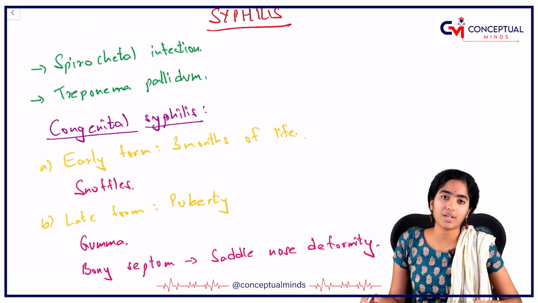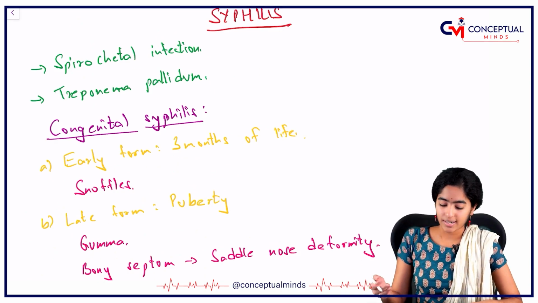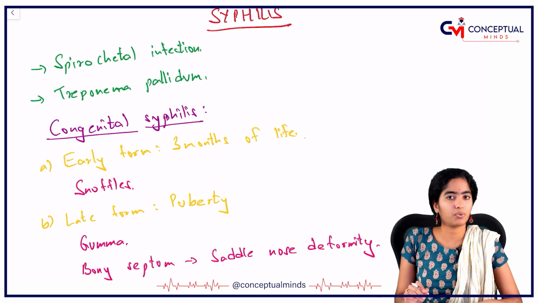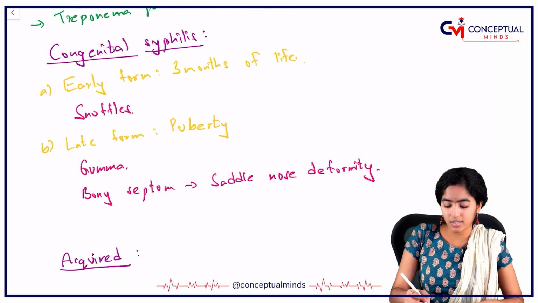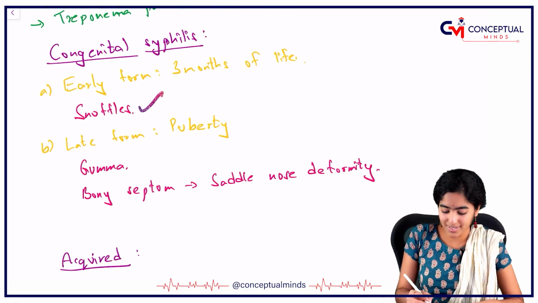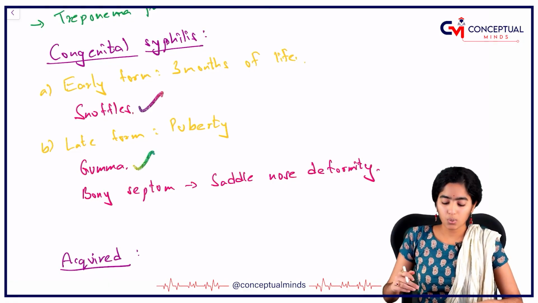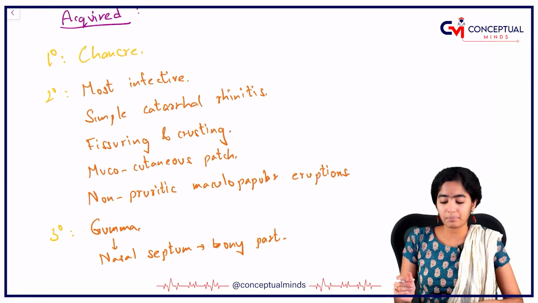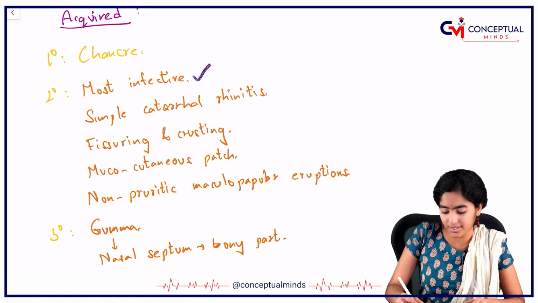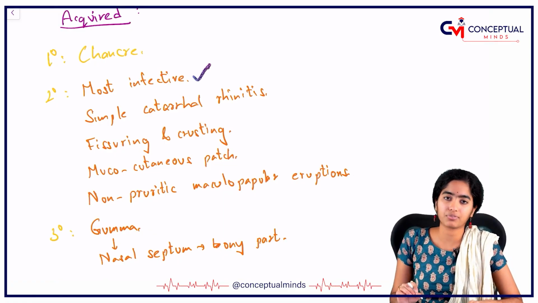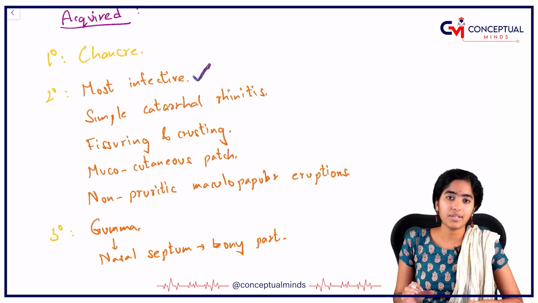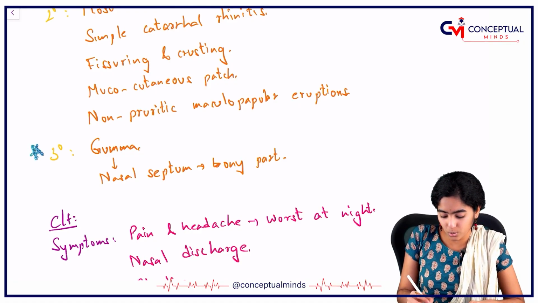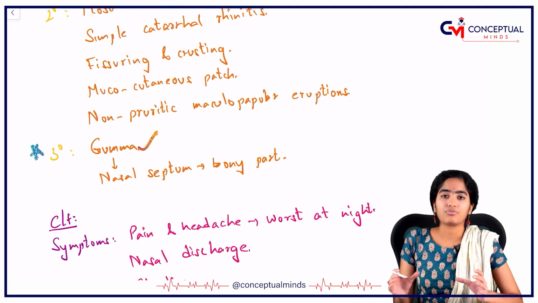Next, in syphilis, we have two types: congenital syphilis and acquired syphilis. It is a spirochetal infection caused by Treponema pallidum. In congenital syphilis, early form and late form. In early form, we have snuffles, and in late form, gumma formation. Acquired syphilis again has three stages. In the primary stage, there is the chancre. In the secondary stage, there is simple catarrhal rhinitis, but this is the most infective stage, so you have to be careful during ENT examination. The third stage is the most important stage. This is the stage where the nose is usually involved as formation of a gumma.